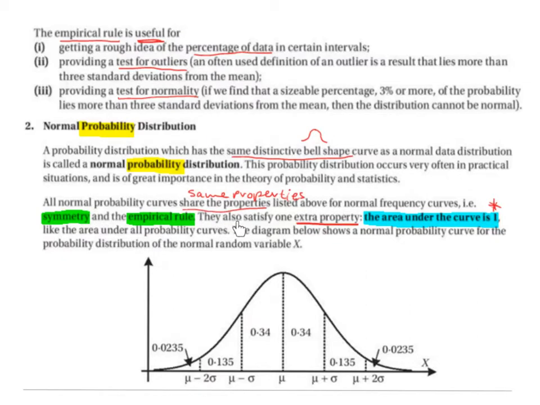They also satisfy one extra property. So this is a property that only applies to normal probability curves. And that property is that the area under the curve is 1. So for example, if this curve is a normal probability curve, then this area underneath it must all add up to 1. Like the area under all probability curves. The diagram below shows a normal probability curve for the probability distribution of the normal random variable x.